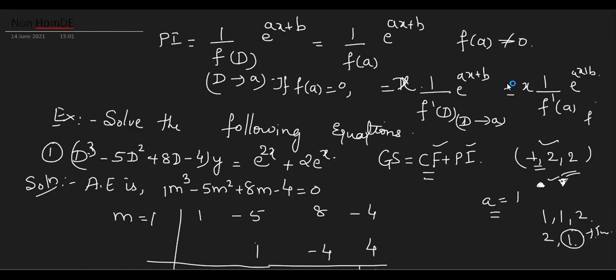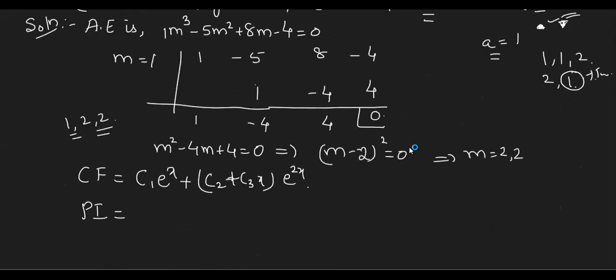So that it is f dash of a, whether it is 0 or not 0. Do the replacement if it is not 0. Otherwise, again continue the process. Let us apply the same concept.